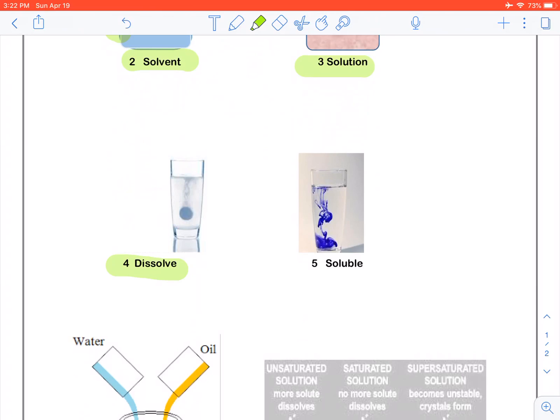Soluble is when a substance can dissolve in a solvent. So if you take blue food coloring and you put it into water, then it will be soluble in the water.